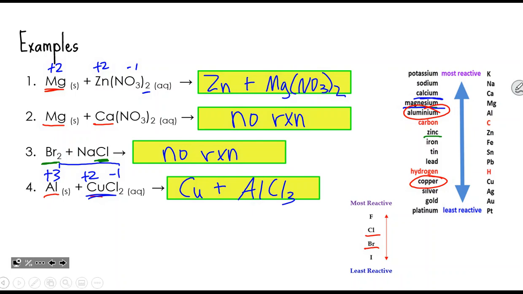Now just for fun balancing, remembering 2 to 3. So this is going to need a 2. It's going to need a 3. And this would need a 2. And this would need a 3. So lots of fun there for the single replacements.